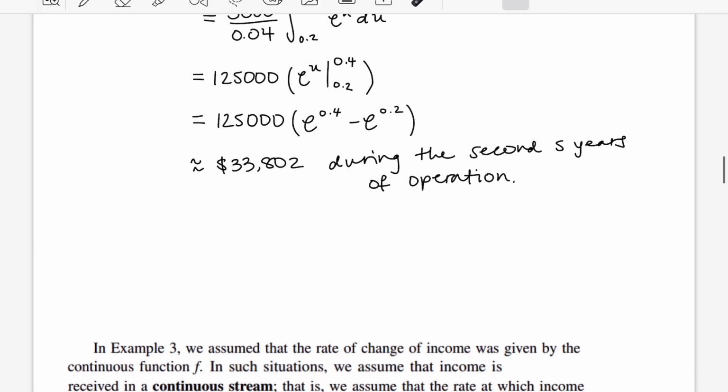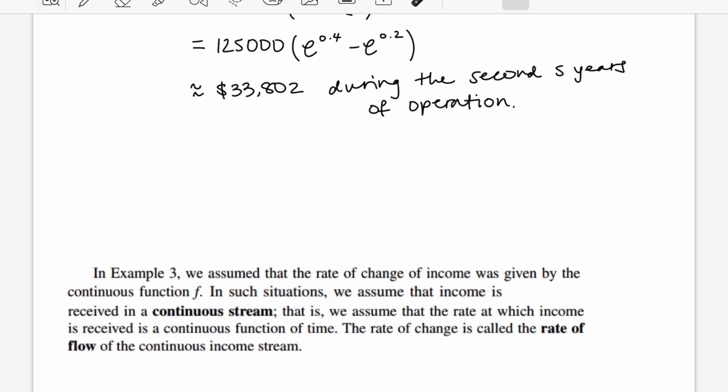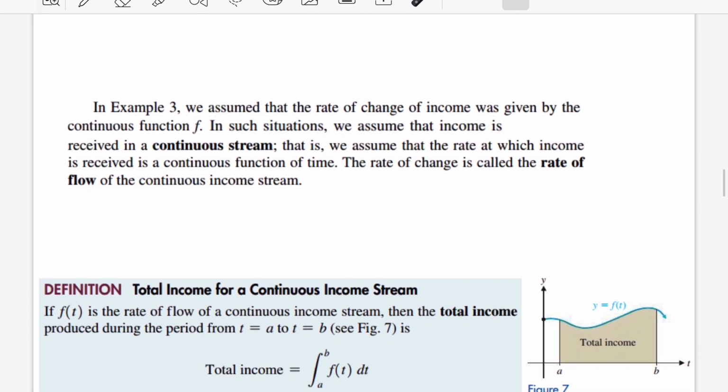Now, in this example, we assume that the rate of change of income was given by a continuous function. In this case, we assume that the income is received in a continuous stream. So we assume that the rate at which income is received is going to be a continuous function of time. The rate of change is then called the rate of flow of the continuous income stream. So this brings us to this definition here.